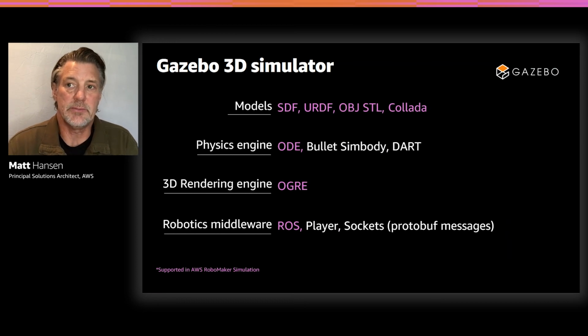The Gazebo 3D simulator is an open source simulation designed for robotics. Its plug-in based design allows for different world and robot models, different physics engines, and interfacing to different robot communications protocols.